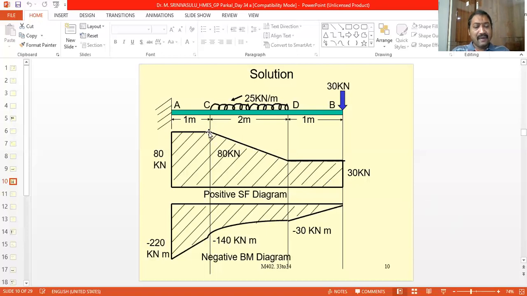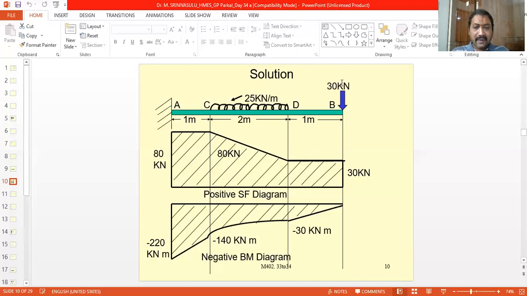So you take some scale, and proportional to the points, the vertical height of the diagram must be proportional to the magnitude of the shear force. For example, for 30 you have taken 3 centimeters, then for 80 it must be 8 centimeters, like that. Now here at point C it is 80 kN and at point A also 80 kN. Now we got all points, but how to generate is very important.